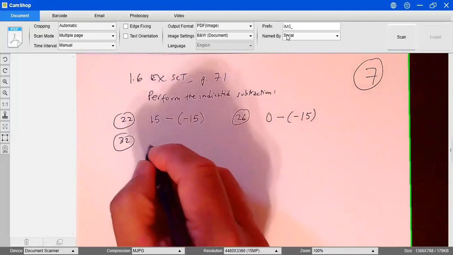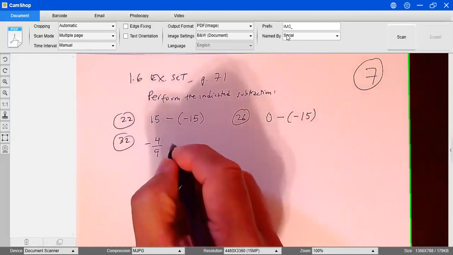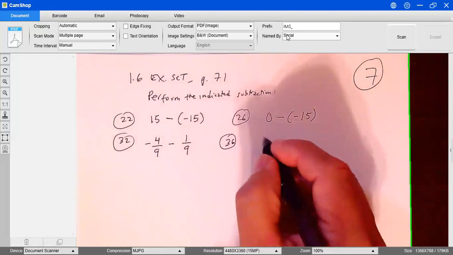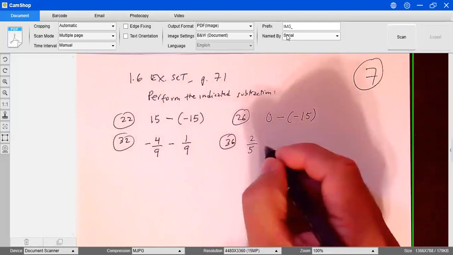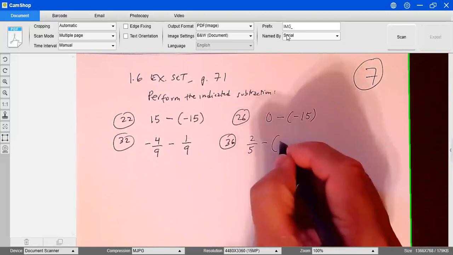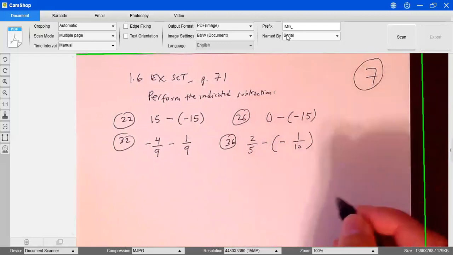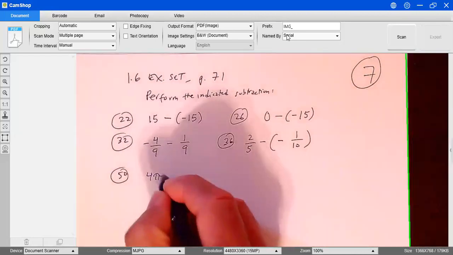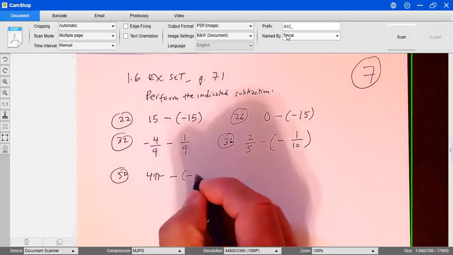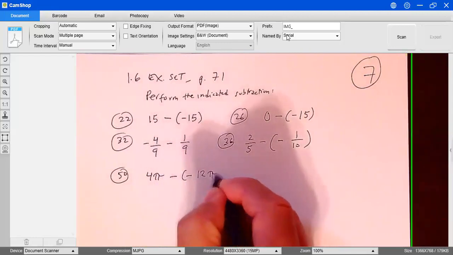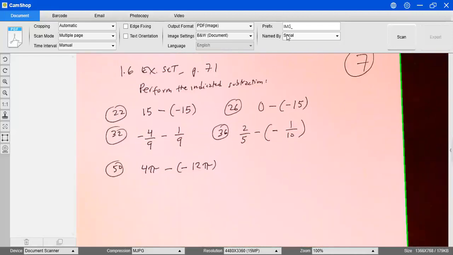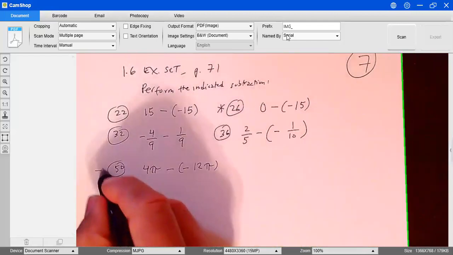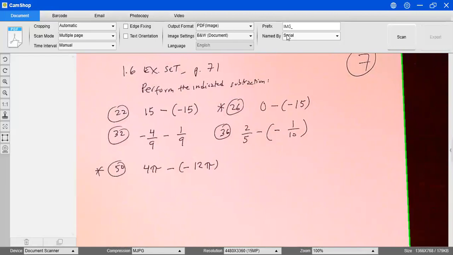32, -4/9 minus 1/9. Then we have 36 is 2/5 minus -1/10. 50 is just 4π minus -12π. So these are the exercises. I'm going to ask you to give me the answer at least for these two problems, 26 and 50.